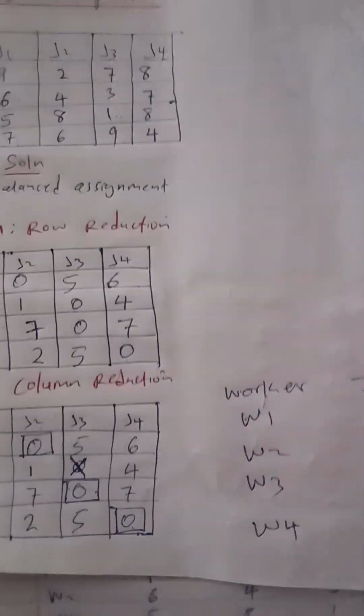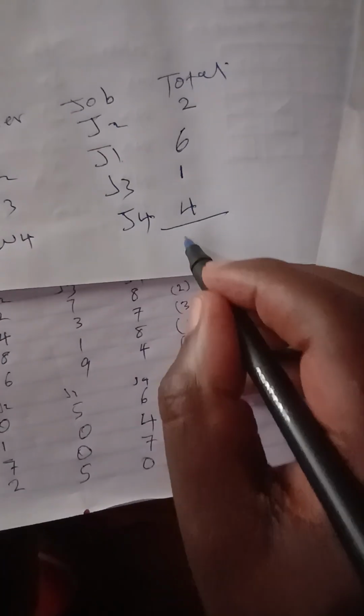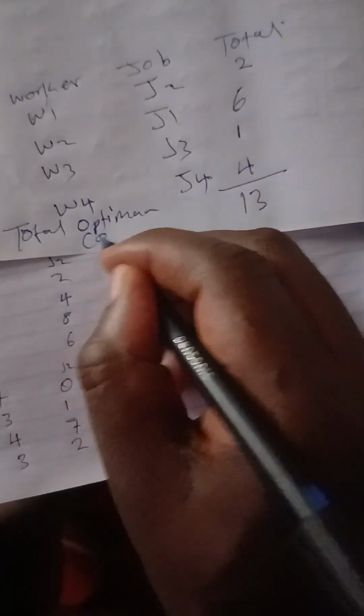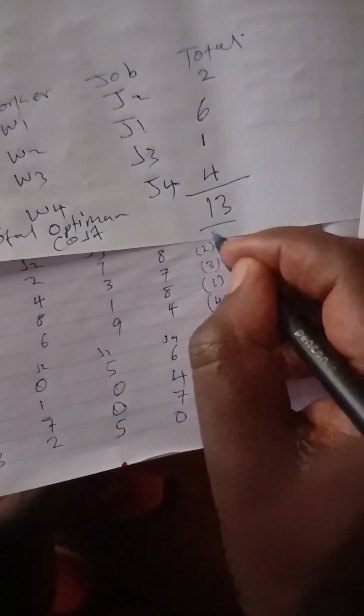Then worker 4 was allocated job number 4. Corresponding value here is 4. So we write 4 here. Now total, this is 13. And this is the total optimum cost, which is 13 shillings.